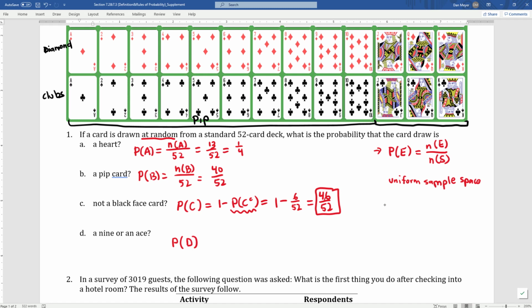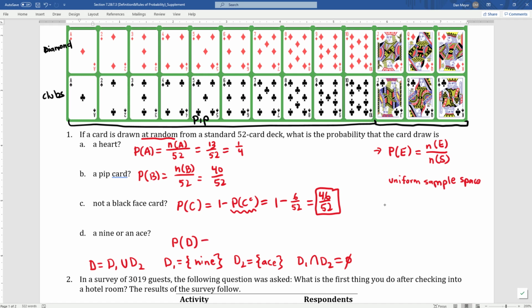We could say our event D is equal to the event D1 union the event D2, where D1 is the set of 9s, the set of outcomes where we choose a 9, and D2 is the event that we pick an ace. Those two events are mutually exclusive.